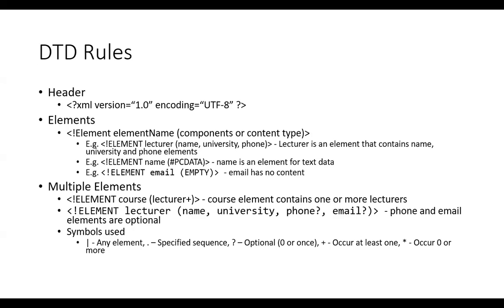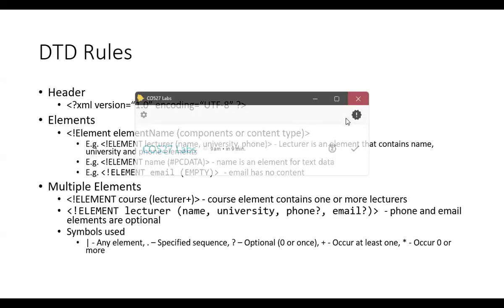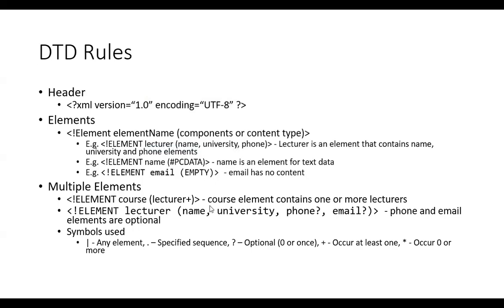Now this plus indicates that it allows multiple lecture elements. So that means you can have more than one lecturer, right? Then you can have question marks. So for example, this question mark is used to say that the phone and email elements are optional, right?